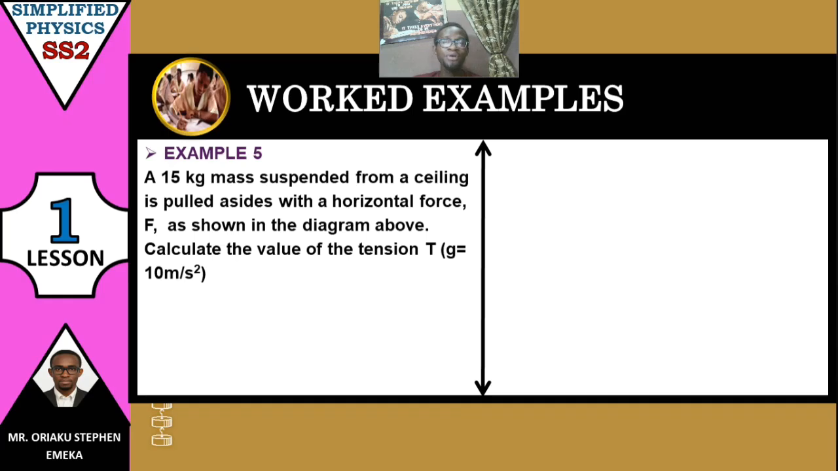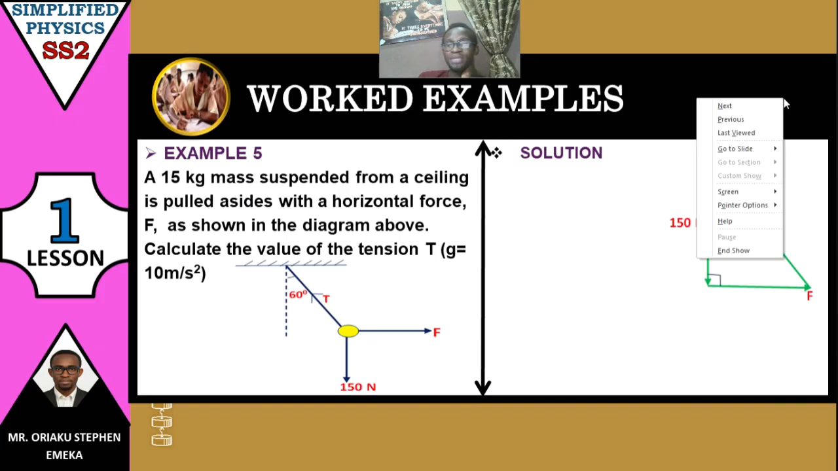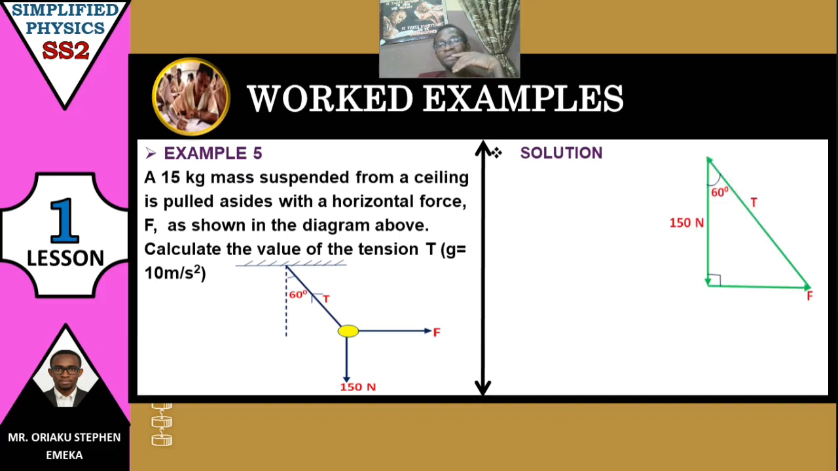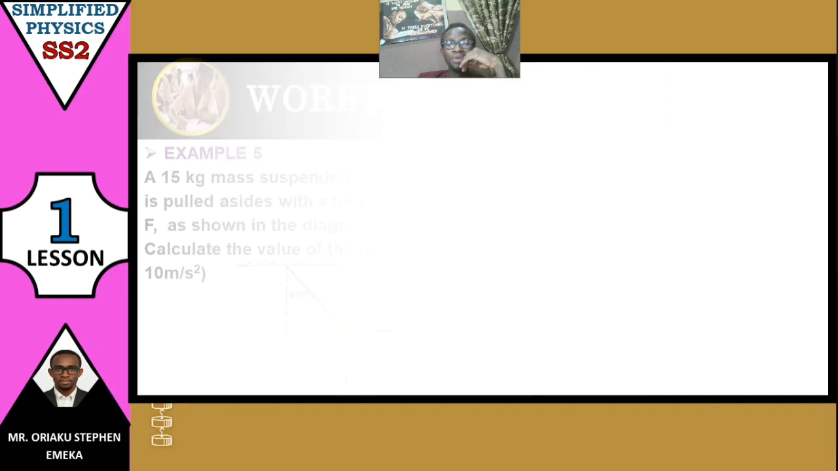Example 5. We have a mass suspended from the ceiling. We are being asked to find the value of the tension. So, solution. We represent this by the three sides of a triangle. Once we did that, we applied our trigonometry ratios: sine, cos, theta is this. So we make the tension the subject of the formula. Applying that, the tension is 300 Newton. Okay, so we have gotten that.